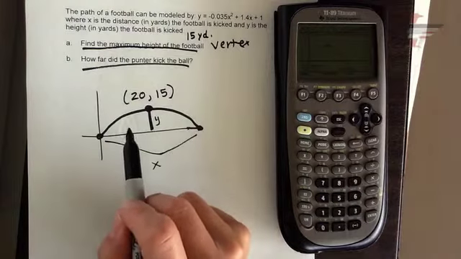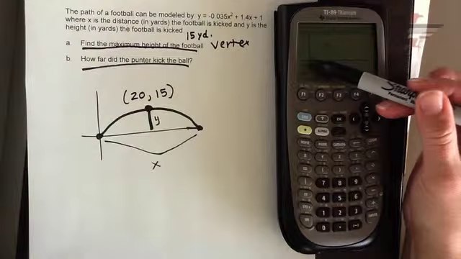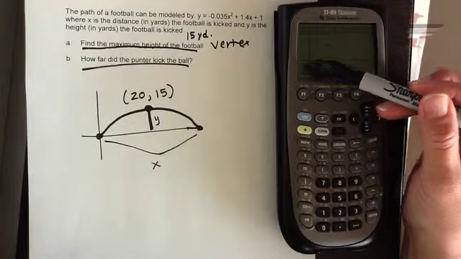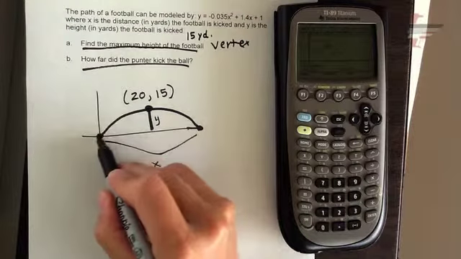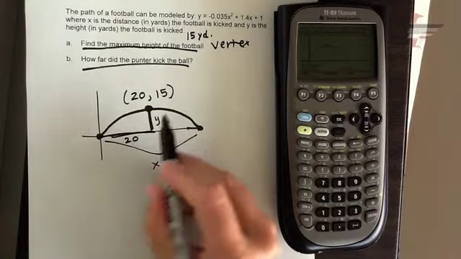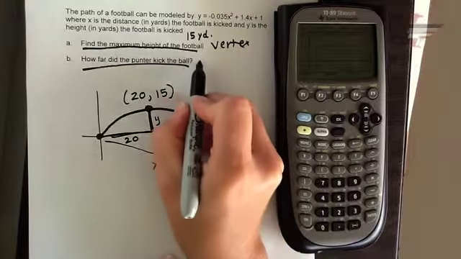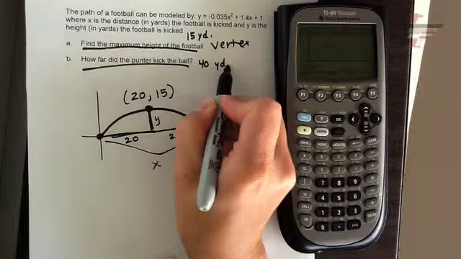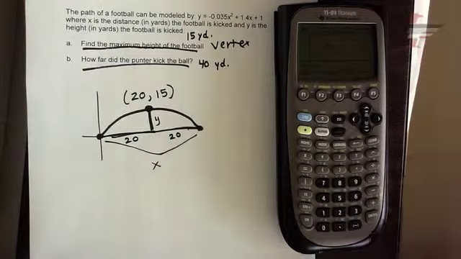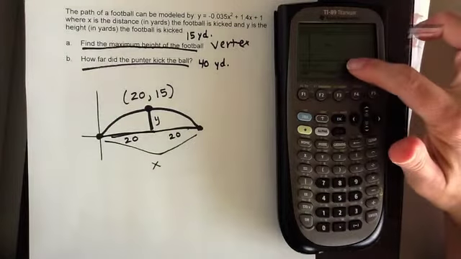How far did it kick? Well, you can see that the kicker would be at the origin, so this distance to here is 20, so this must be another 20. So how far did the punter kick the ball then? Another 40 yards. Now if you don't like that method, I can go over here and find this x-intercept.